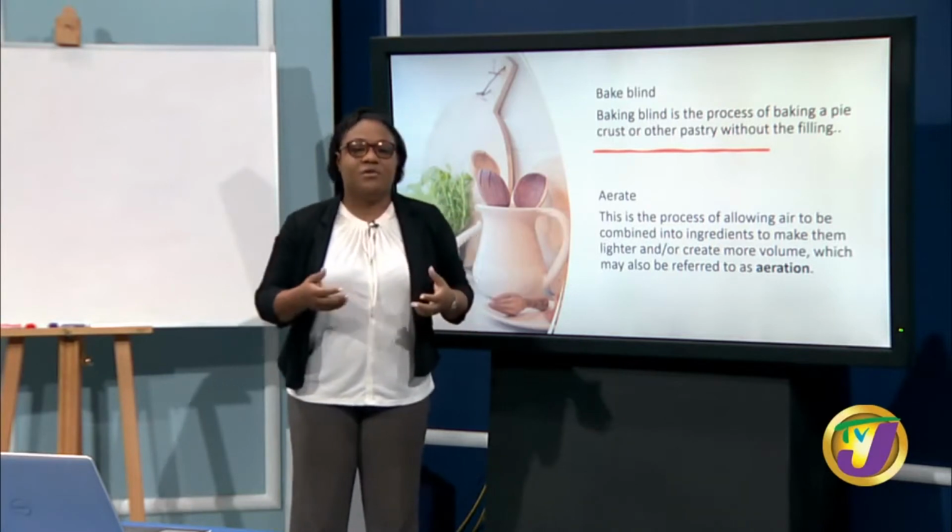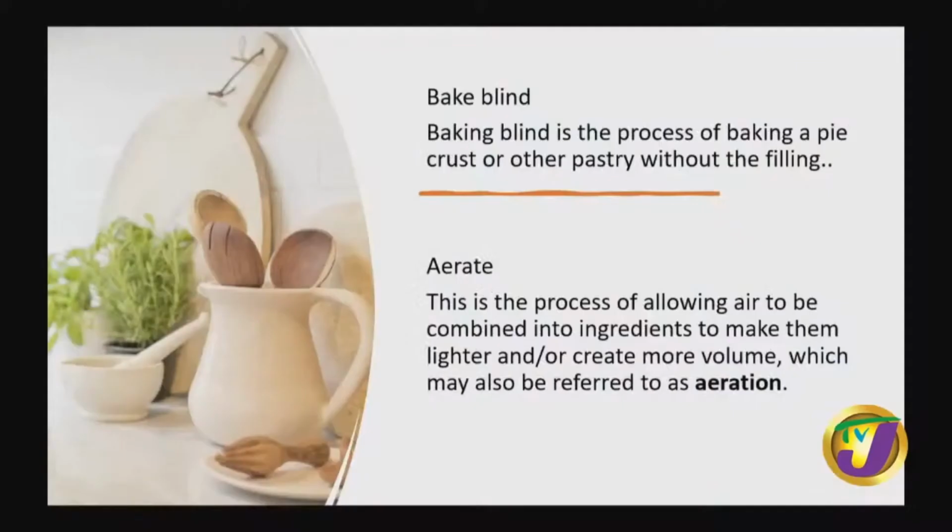Aerate. Aerate is just incorporating air into the product. How do you allow air to go in? There are different ways you can allow air to go in. You can sift your dry ingredients. You can use your fingers when you're rubbing the fat into the flour, you just raise it and add air into it.